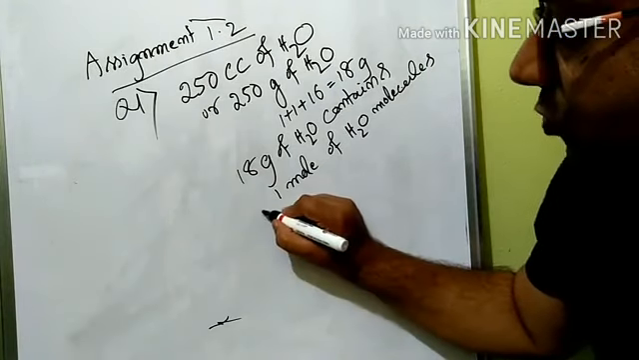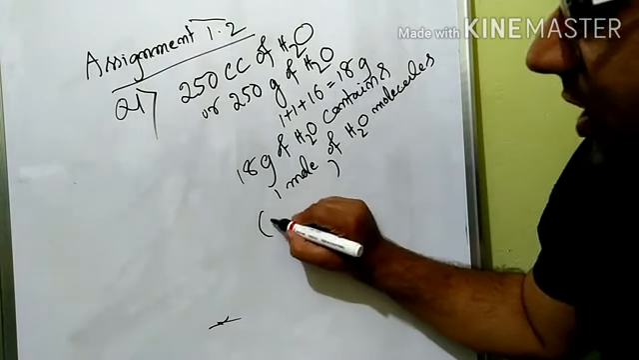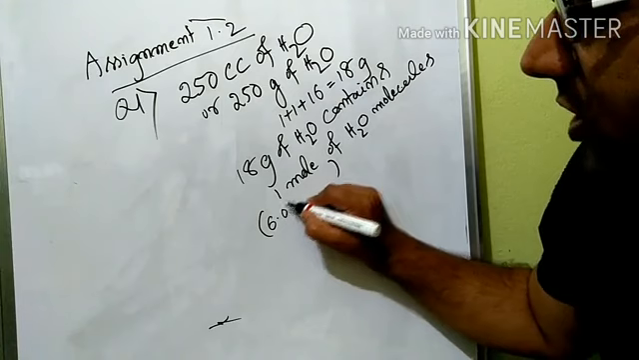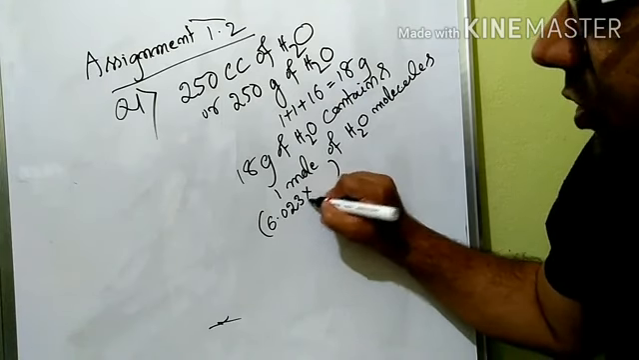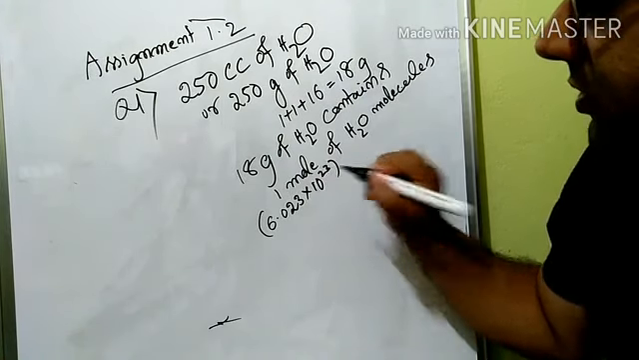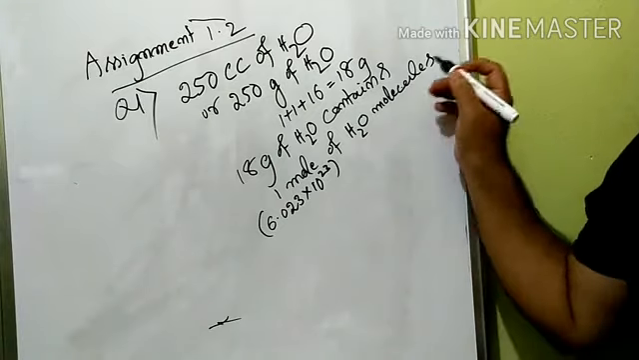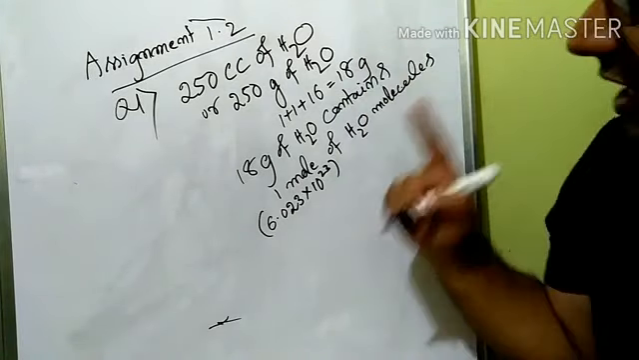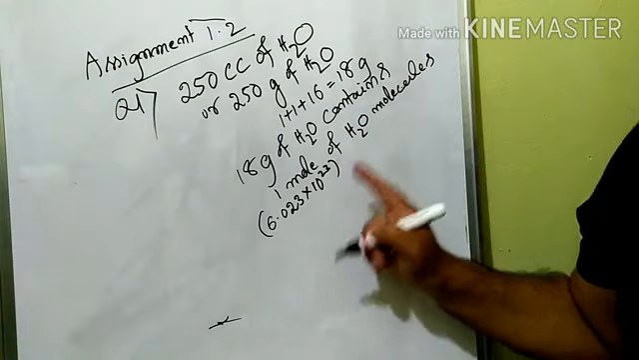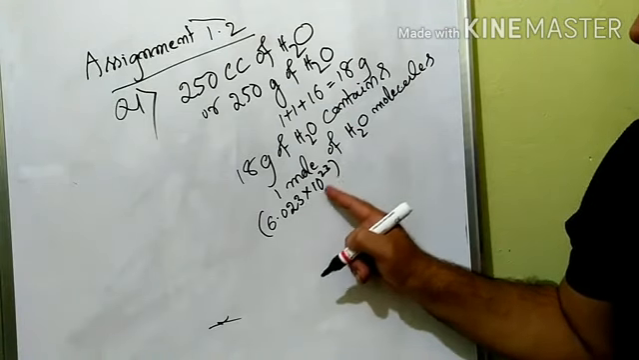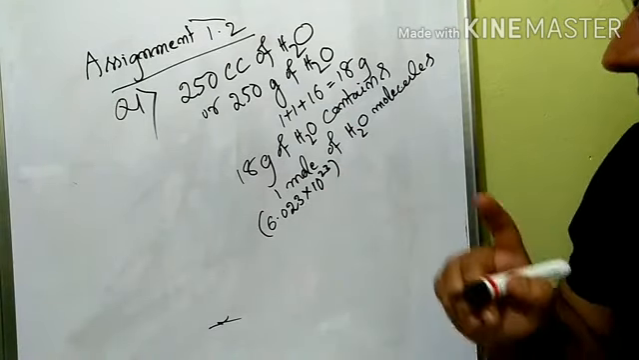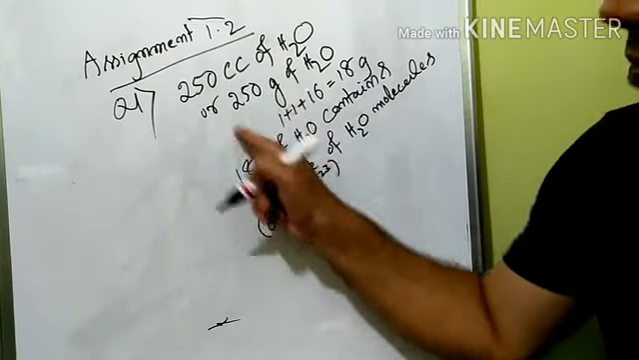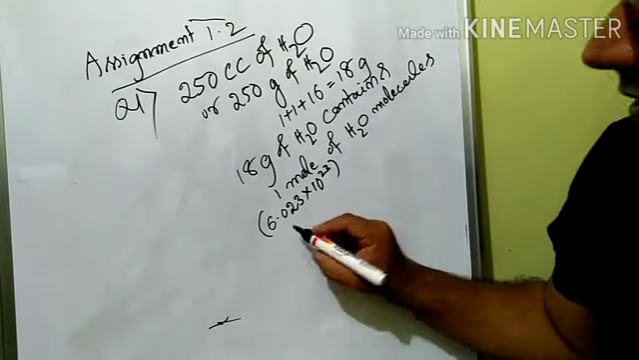And 1 mole means what? It's a huge number, called Avogadro's number, which is equal to 6.023 into 10 to the power 23 H2O molecules. In every 18 gram of water, there are 6.023 into 10 to the power 23 water molecules. Fine. Then in 250 gram, how many molecules will be there?